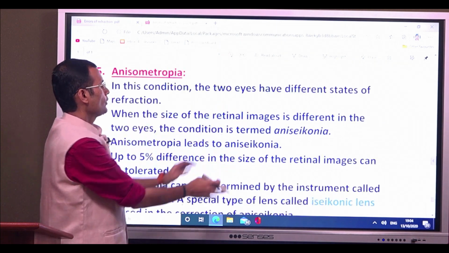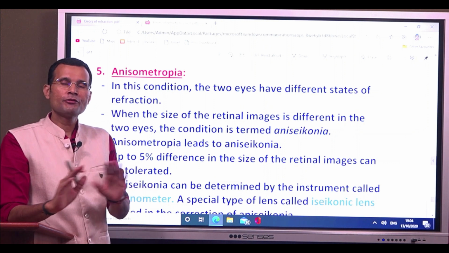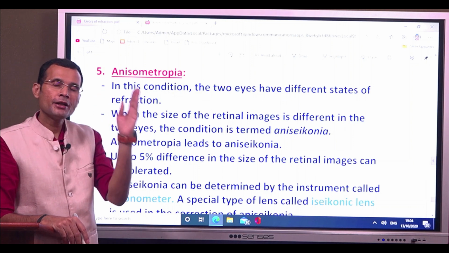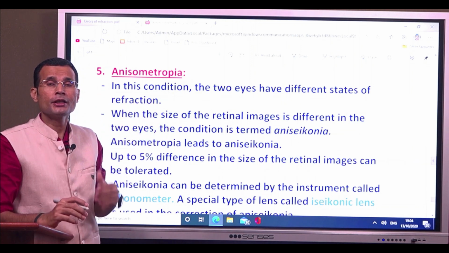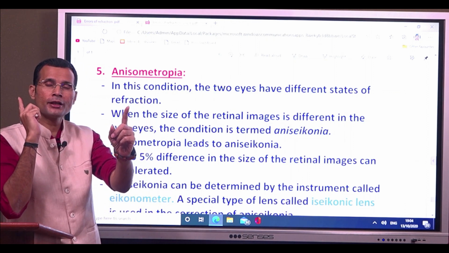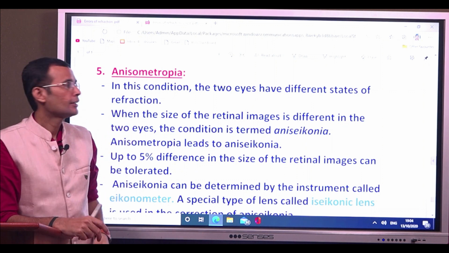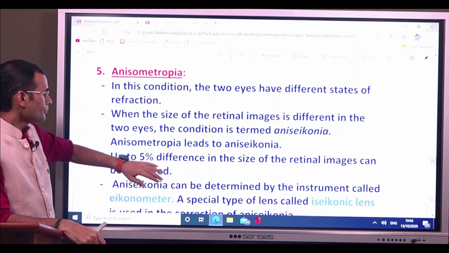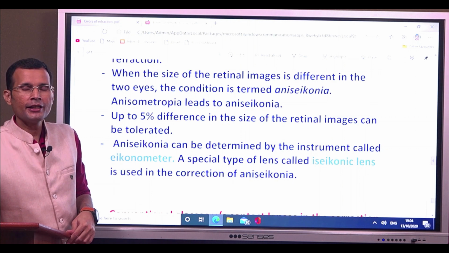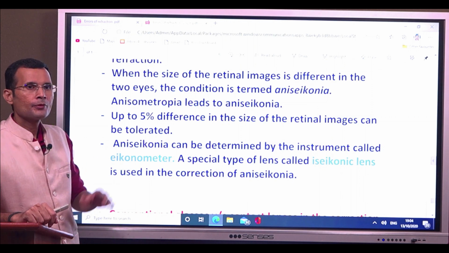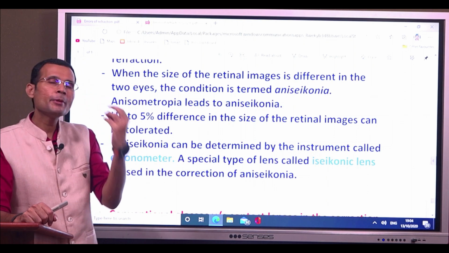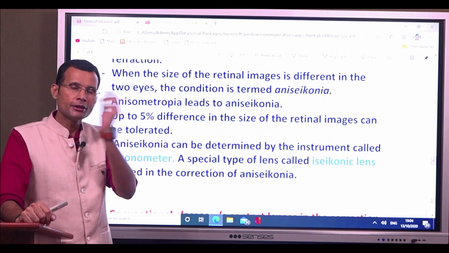So, anisometropia is when two eyes have different refractive states, and if the two retinae have different sizes of the images, one object being observed, images formed on the two retinae, the sizes are different, that's called aniseikonia. The anisometropia leads to this latter condition, aniseikonia, because two eyes have different states of refraction, therefore image size will be different in the two eyes.